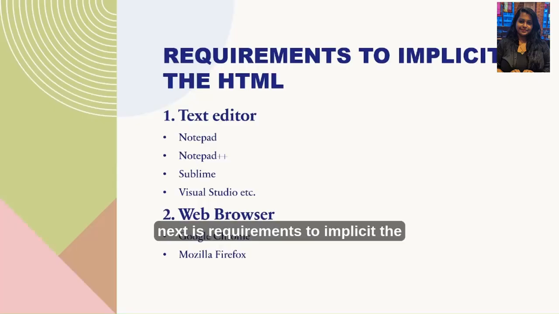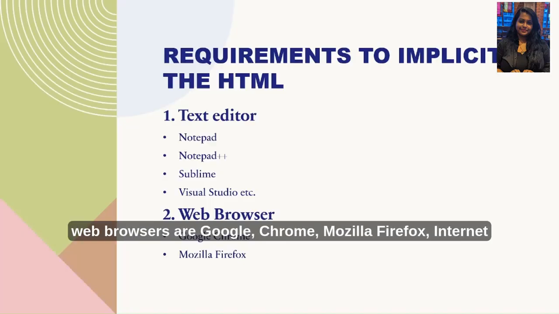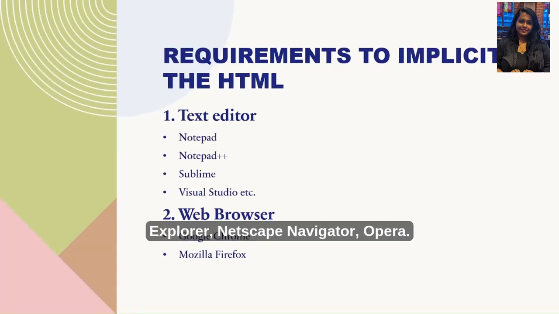So next are the requirements to implement HTML. The first one is the text editor, that is Notepad, Notepad++, Sublime, Visual Studio, etc. We can use any text editor to write the HTML code. Second is the web browser. Web browsers are Google Chrome, Mozilla Firefox, Internet Explorer, Netscape Navigator, Opera. We can use any web browser to run the HTML code. The editor is used to write the HTML tags and the web browser is used to implement the HTML code.